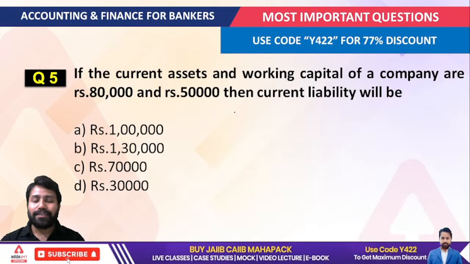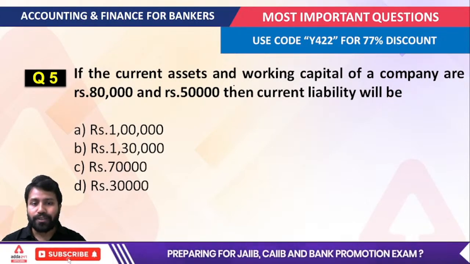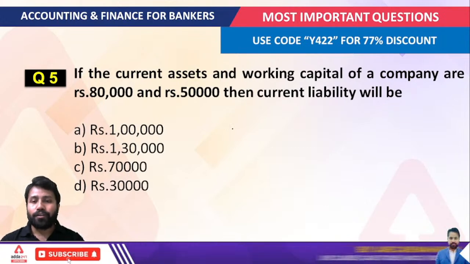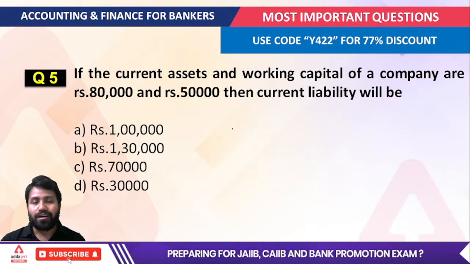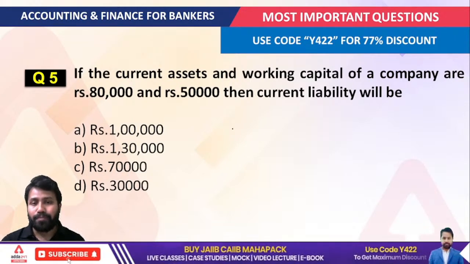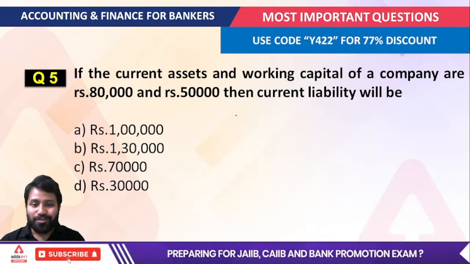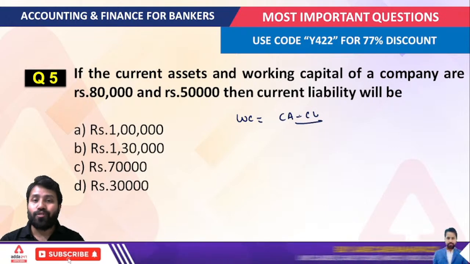If the current assets and the working capital of the company are given, you have to tell the current liability. This kind of question may also be asked in a different way. Suppose instead of current assets, some current asset components are given, like cash in hand, stocks, bills receivable. The only thing you have to understand is that you should be good with your concept, right? You know that working capital is nothing but current assets minus current liabilities, or the excess of current assets over current liabilities.